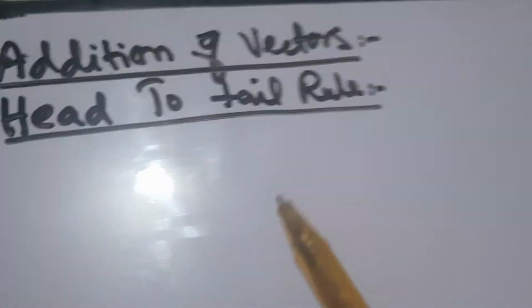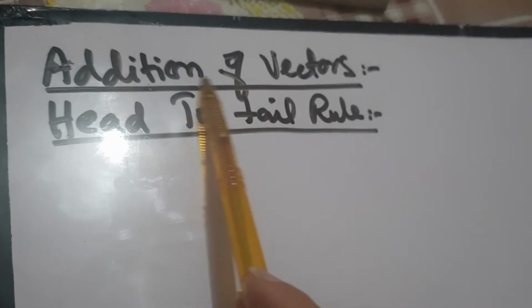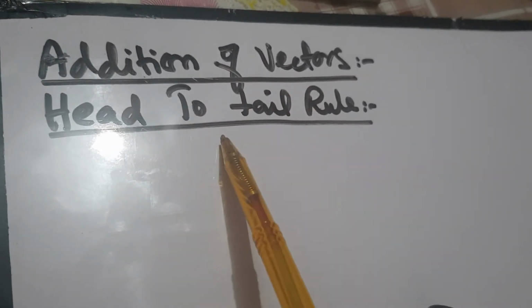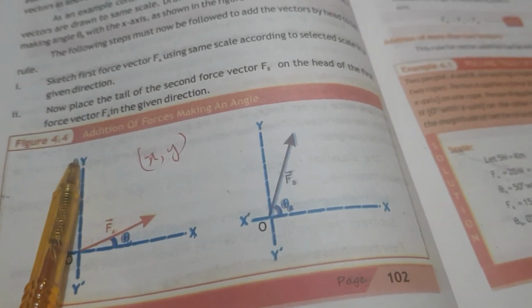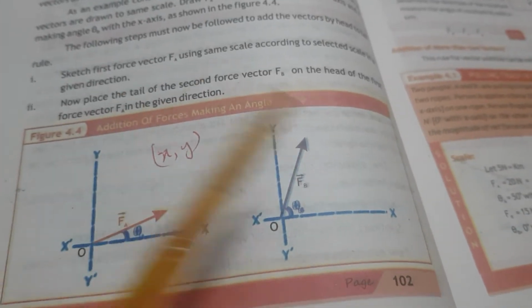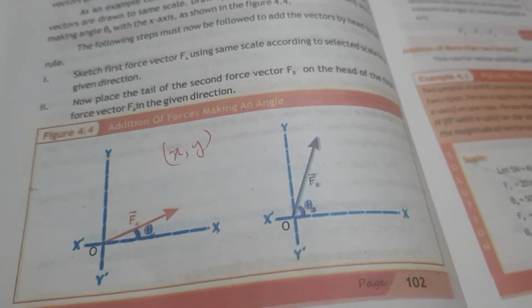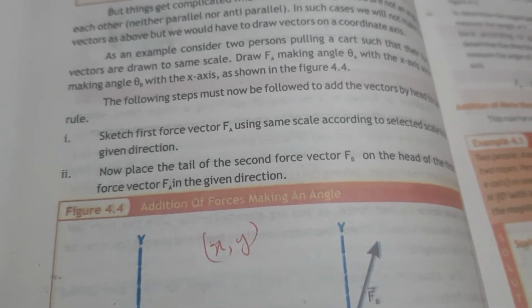Here I am going to use the head to tail rule for addition of vectors, and the head to tail rule is used for vectorial addition. It means that this is a separate vector, this is a separate vector. These two vectors or forces are added together by using certain steps. So let us see.